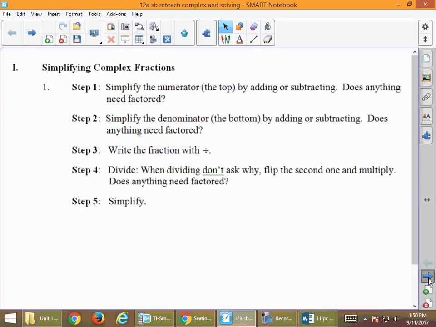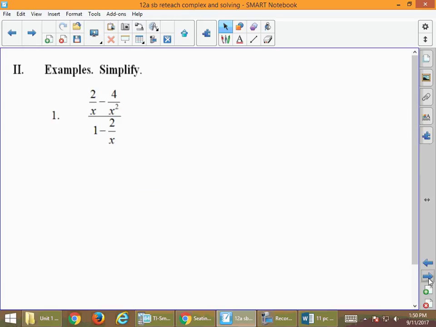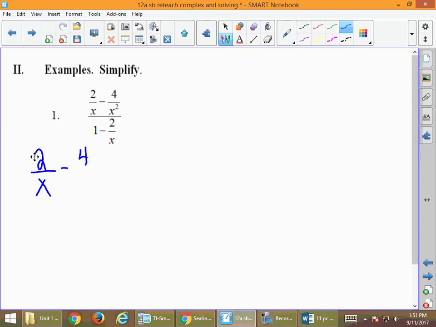So we'll take a couple minutes here, and what I recommend on your paper is start really left. I was able to get them all in, but you may or may not be able to fit 3 of them in there. But we're going to simplify the top of the fraction by adding or subtracting. In this case, subtract. So it's 2 over x minus 4 over x squared.